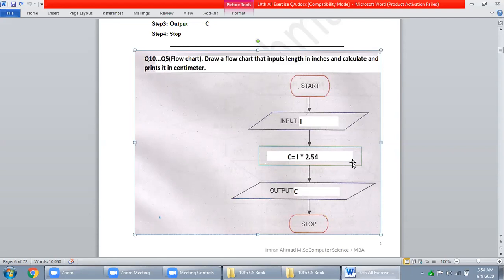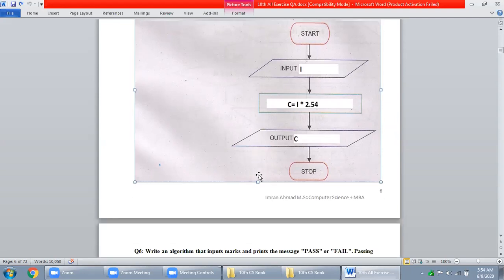Next step is our output. What is the output? Not inches. Our output is centimeter, because the question asks to calculate and print in centimeters. So the output is centimeter. The last step should be Stop. In the algorithm the first step is Start, and in the flowchart the first step is also Start. In the algorithm the last step is Stop, and in the flowchart as well, the last step is Stop. So keep in mind these steps. This is related to all the previous questions which we have performed. Next question.